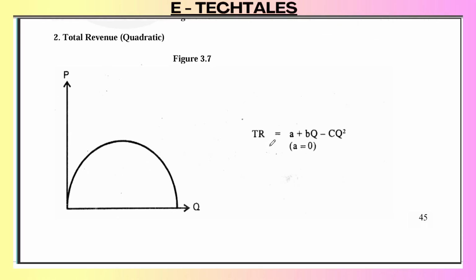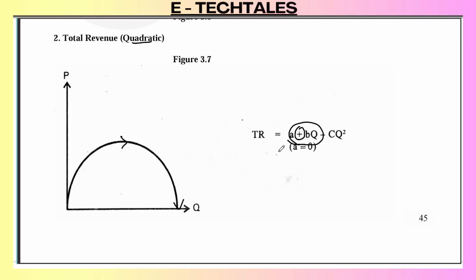Total revenue. Total revenue is a quadratic form because it combines two things. Okay. Now it is in an uptrend and then in a downtrend. Remember the quadratic one, first is going to be plus, it is upside, so a plus bq, and then it is going downward, so it is minus cq square. Okay, just remember this, it will be very much useful.